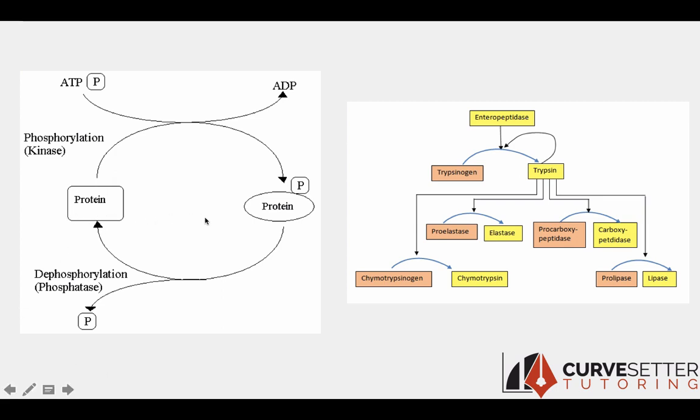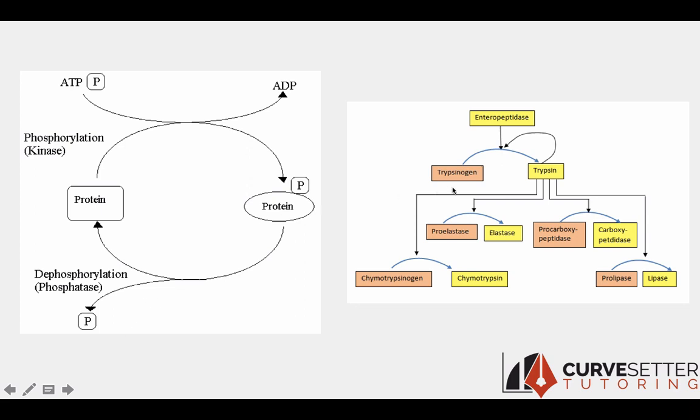So here's an example of phosphorylation. We have our protein and then our phosphorylated protein. So you see the addition of the phosphate group has changed the conformation of the protein. That's what it's depicting here. And the phosphorylation is done by a kinase, which uses ATP as the source of the phosphate. And then the dephosphorylation is done by a phosphatase.